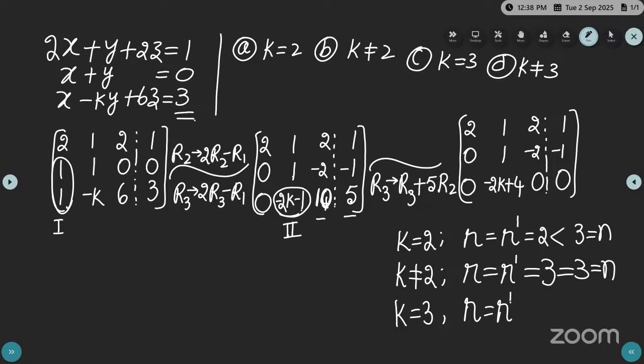If k is 3, how much is it? Minus that, equals 3, equal to the number of unknowns.